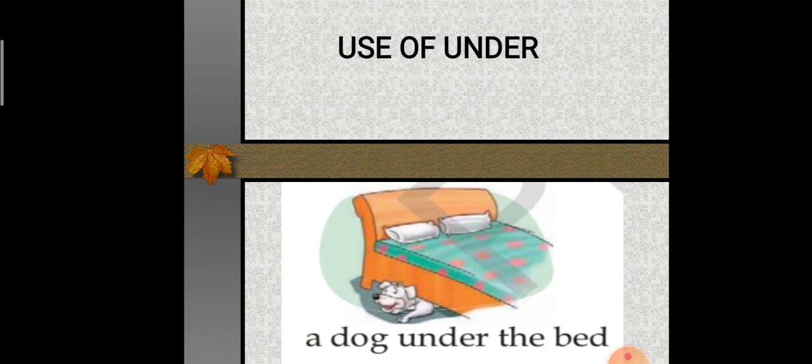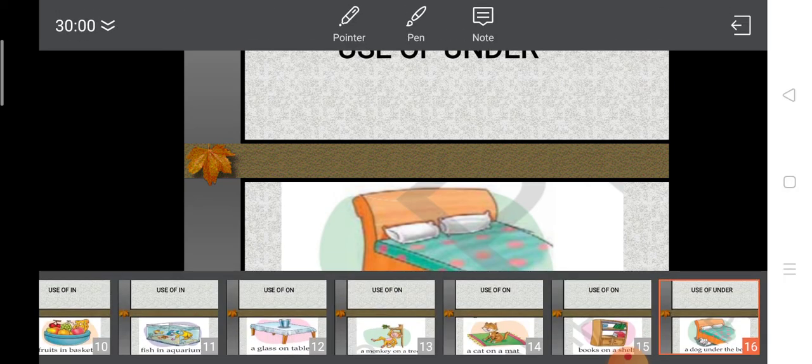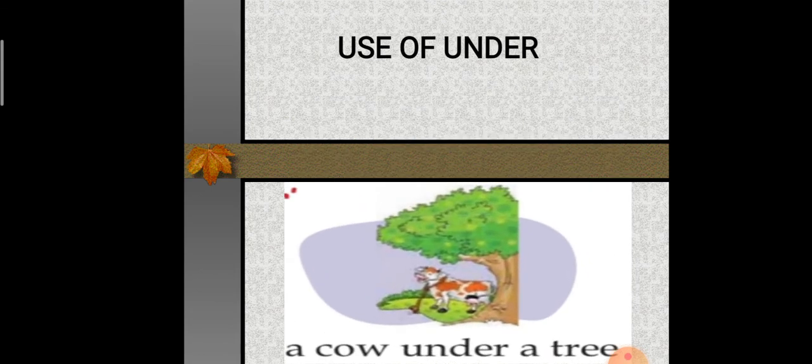A dog under the bed. The dog is hiding itself under a bed. Now we are taking examples of use of under. The dog is under the bed. A cow under a tree, where the cow is resting under a tree. This sentence tells us that cow is under the tree.